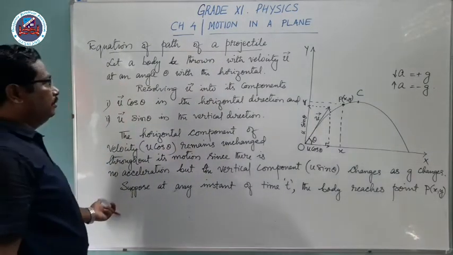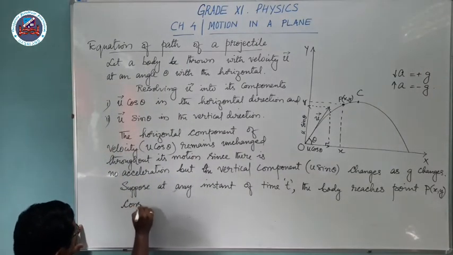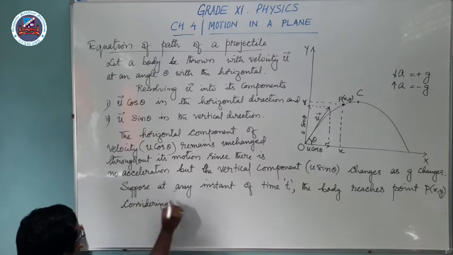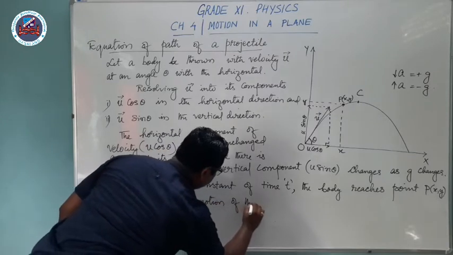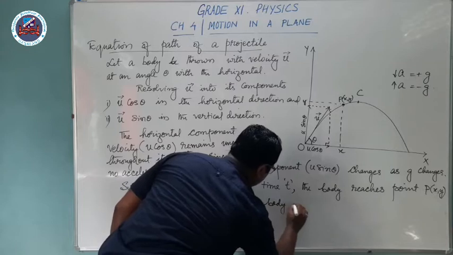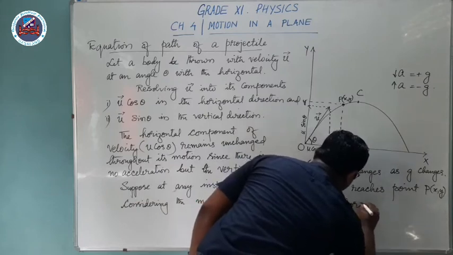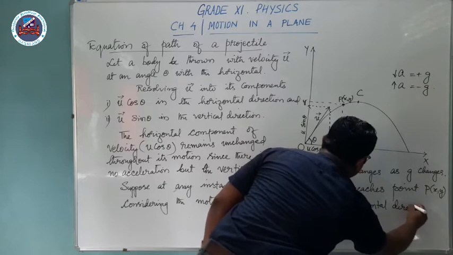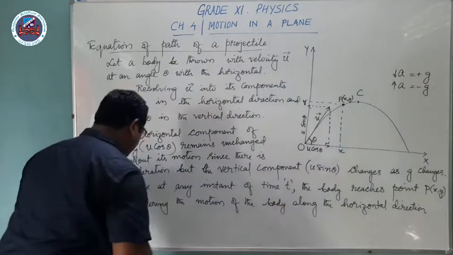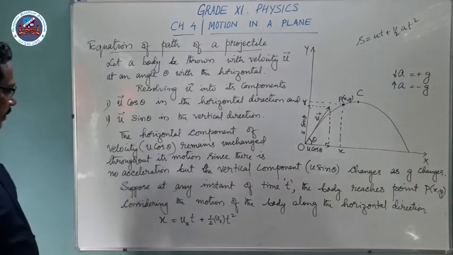Then, considering the motion of the body along the horizontal direction, your displacement is along the x-axis. x is equal to uxt plus half of acceleration along the x-axis, let us say ax, times t squared.